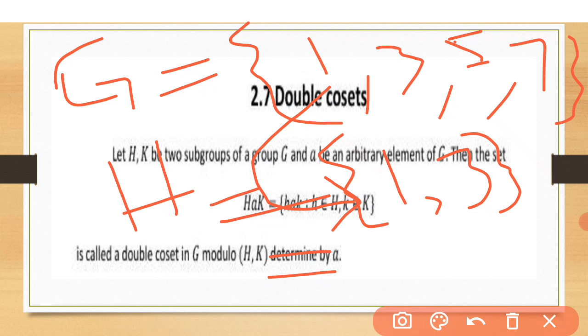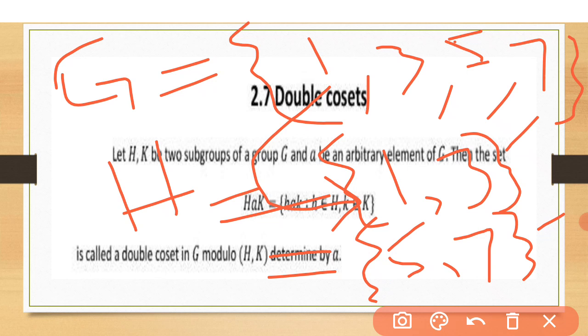For example, a multiplied by 1: 1 is an identity element. 1 multiplied by 3 is 3. And for example, 5 multiplied by 1 is 5, and 5 multiplied by 3 is 15. Because it is a set of modulo 8, when we divide 15 by 8, this gives us 7. So this is the first left coset, and this is the second coset.